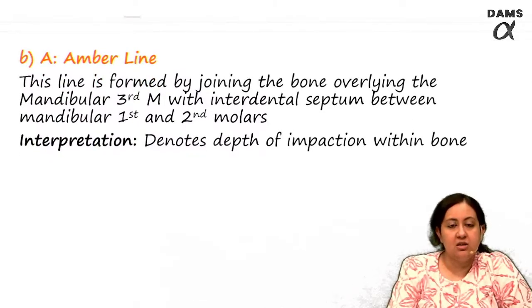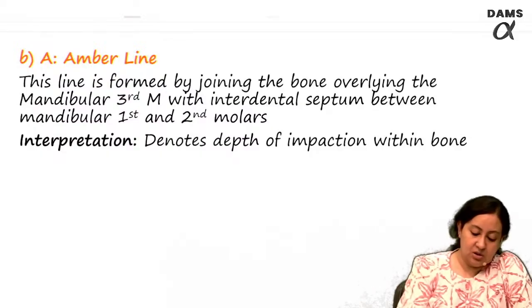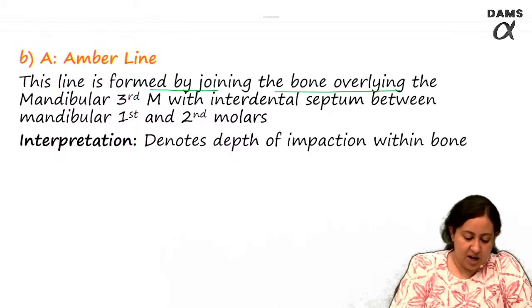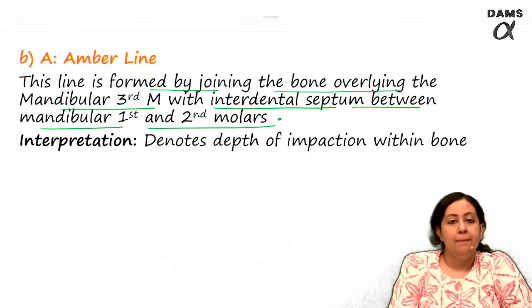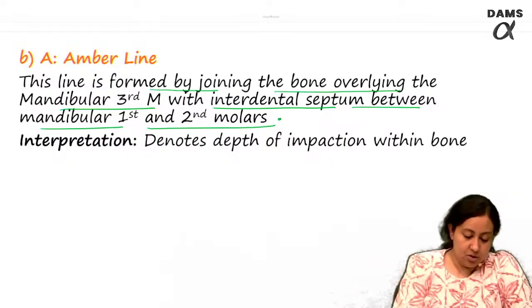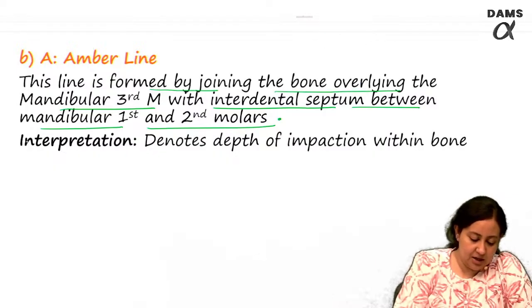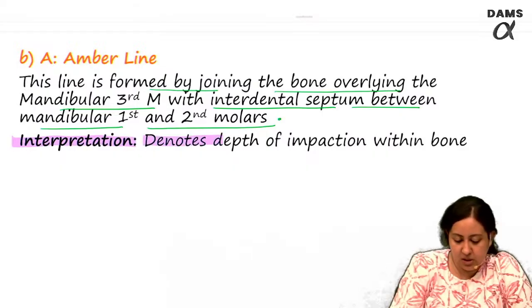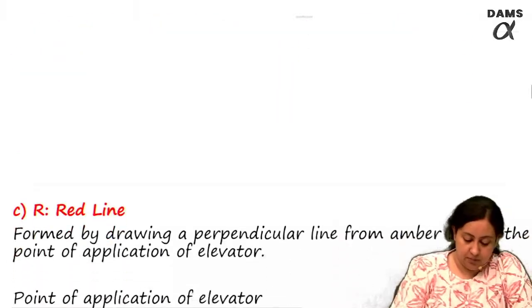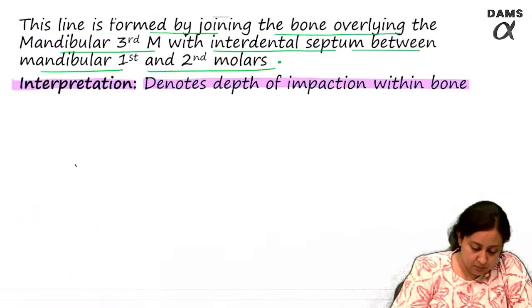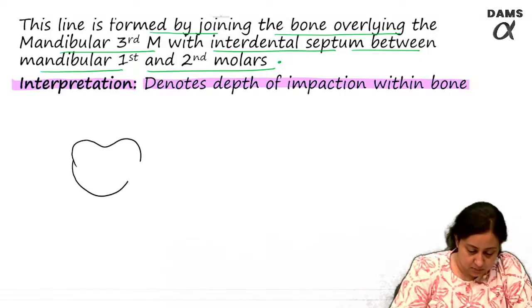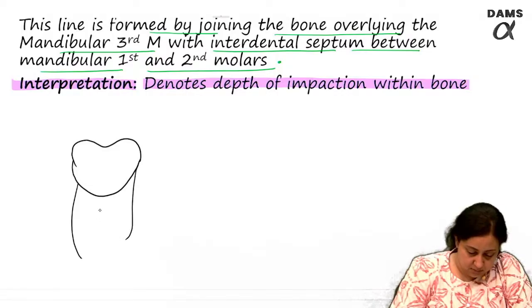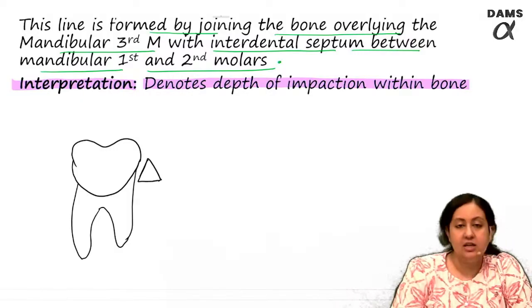Now coming to A, that is your amber line. Amber is another word for the color orange. This line is formed by joining the bone overlying the mandibular third molar with the interdental septum between the mandibular first and second molar. Don't worry, I'll draw a diagram and you'll understand better. The interpretation is that it denotes the depth of impaction within the bone. This triangular part is the interdental septum.